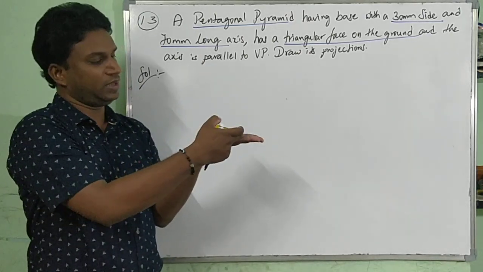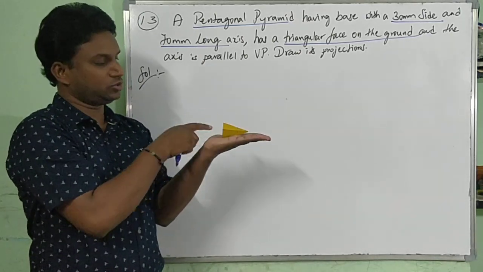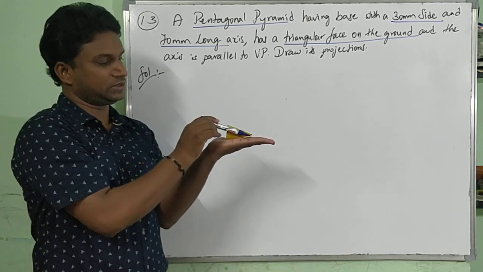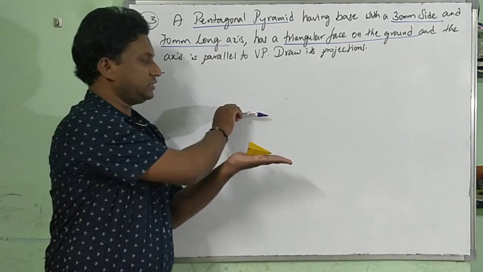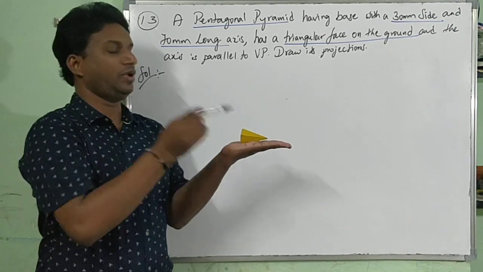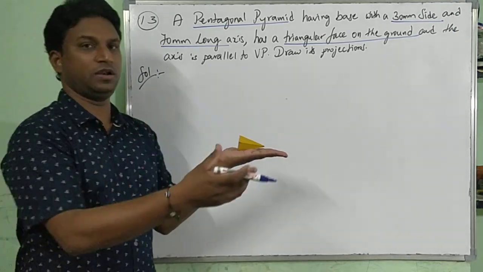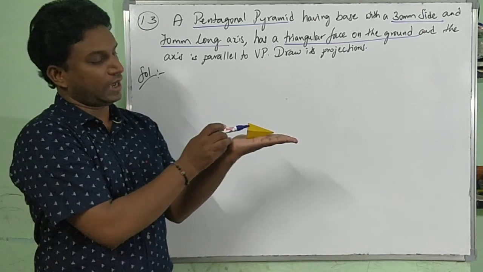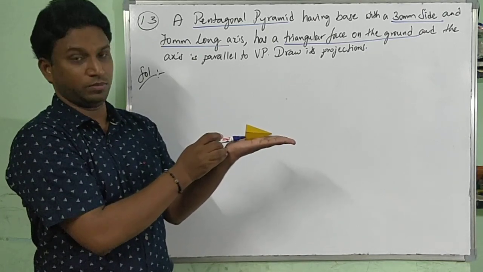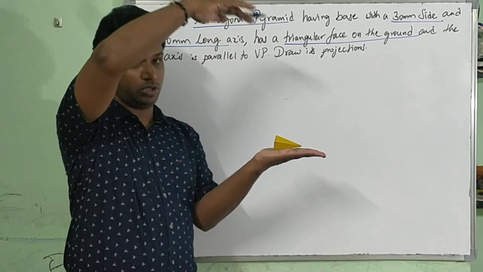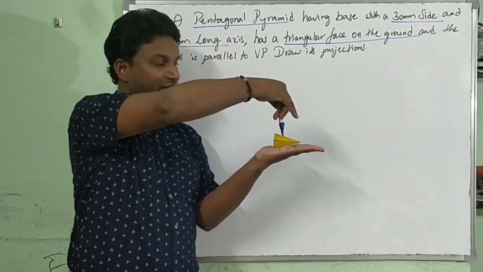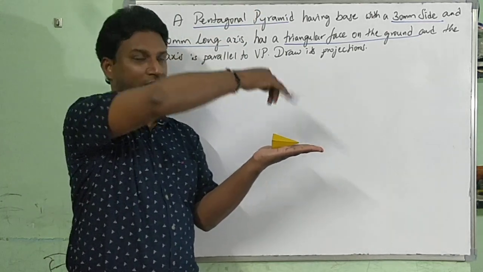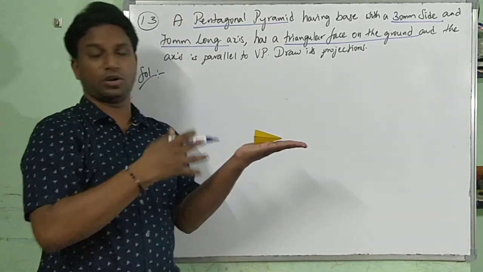Where will the axis be? From here to here, apex to center of the base. It will be like this, like the previous problem. Now it is parallel to VP. We have to draw its projections, front view and top view. In the front view, you can see a triangular face on top and a triangular face at the bottom, but you cannot draw it directly. When you are looking from the top, you can see this triangular face and a back side triangular face, which you cannot draw directly either.